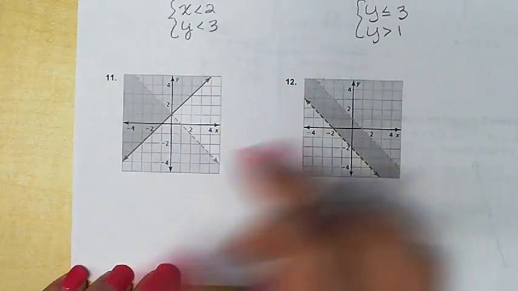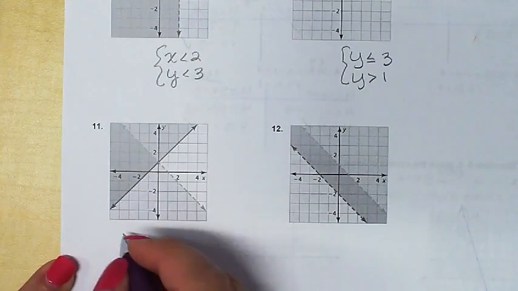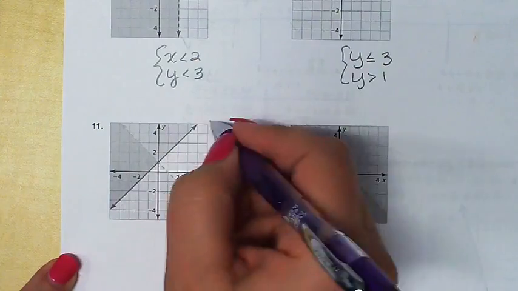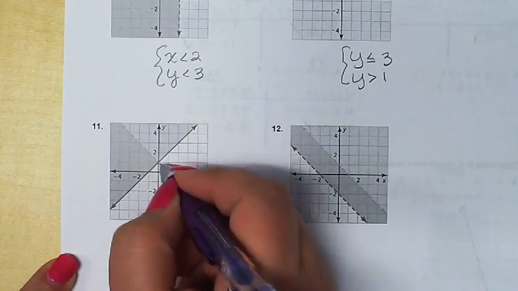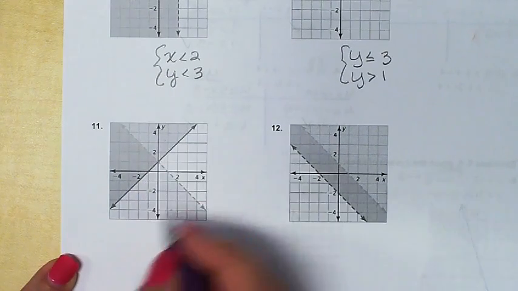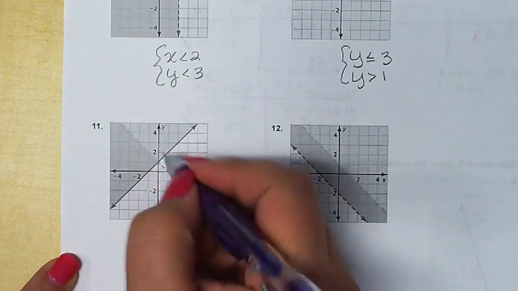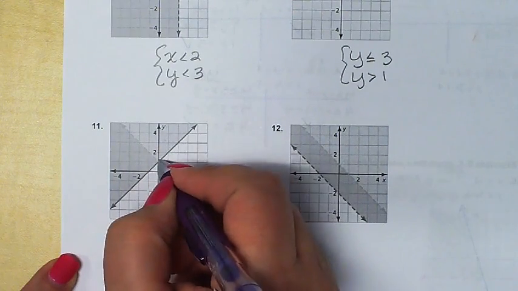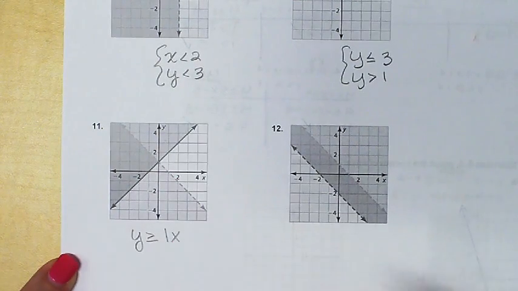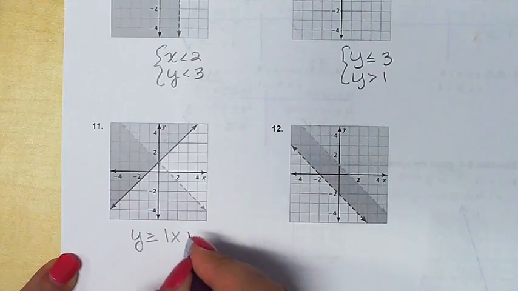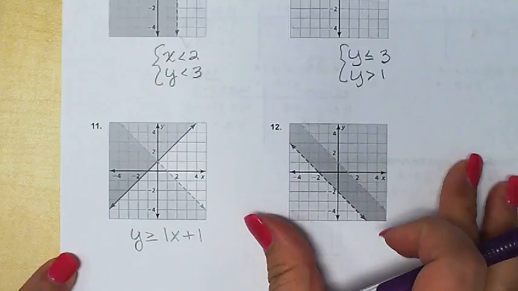Okay, so maybe try this one, give it a pause, and then try it out. And if you did that, I'm going to start with the solid one here. It doesn't really matter which one you put first. This solid line, I can see it's solid and shaded above, so I know it's going to be greater than or equal to. It has a slope of 1, up 1 over 1, so 1x here, and a y-intercept at 1. So that would be one of the inequalities.